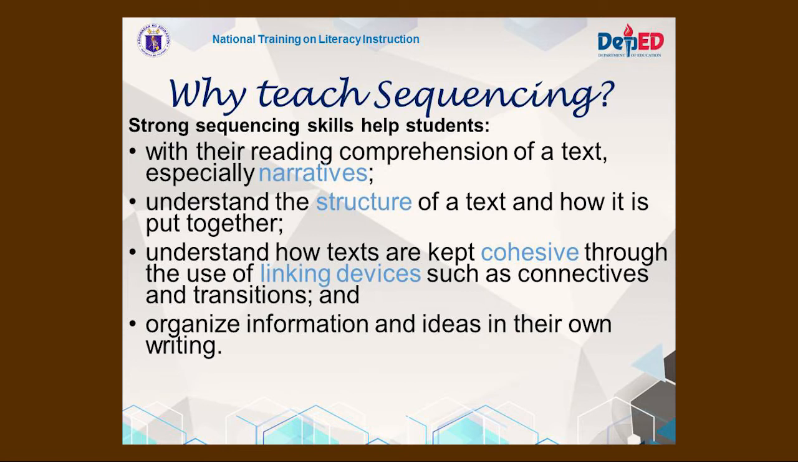And then understand how texts are kept cohesive through the use of linking devices such as connectives and transitions. So this pertains to the signal words. And signal words are very essential. When we also select text, make sure that we have sufficient signal words because these will be very helpful for our learners in Key Stage 2. And lastly, organize information and ideas in their own writing. So as I've said, our ultimate goal for Key Stage 3 and 4 is for them to be able to write their own composition.